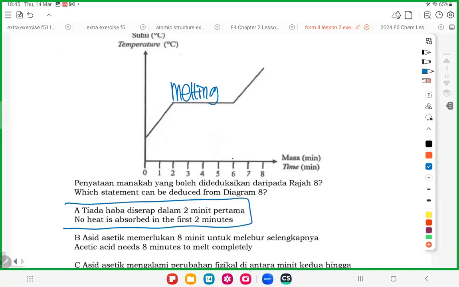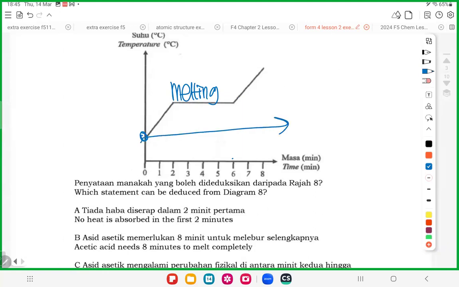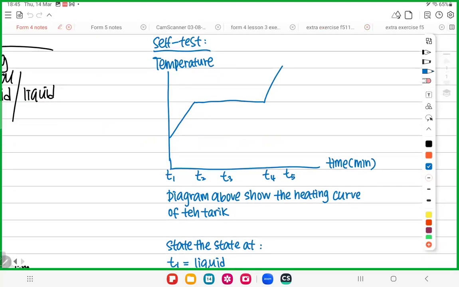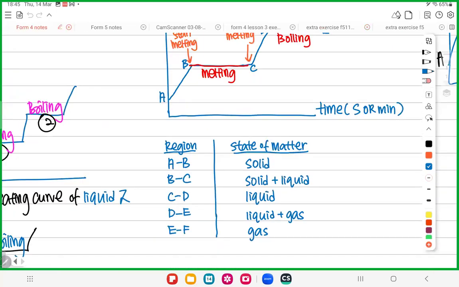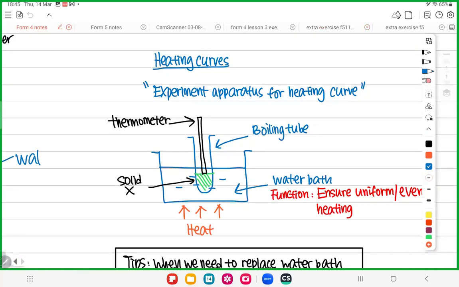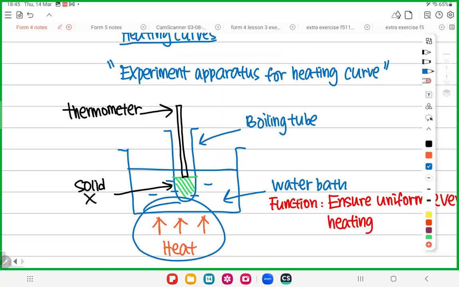No heat is absorbed in the first 2 minutes. Wrong. A heating curve always absorbs heat from beginning to end, from 0 all the way until 8 minutes. That's why, guys, look at the diagram for the heating curve experiment. You keep heating the whole thing, right? You keep on heating the substance. When you heat the substance, all the heat energy goes in. When you heat the substance, all the heat will be absorbed.